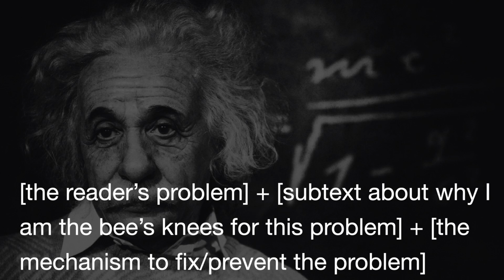Now, let's put it all together. The formula for writing a LinkedIn summary that gets you noticed and remembered is the reader's problem, plus why you are the bee's knees for this problem, plus the mechanism to fix or prevent the problem. If the problem is that they can't get their receivables under control, you open your summary by saying, if you've reached the point where receivables seem like they're never going to be under control, I can help.